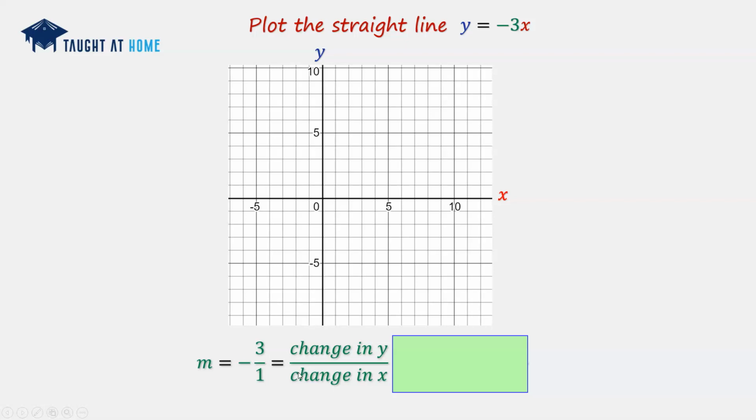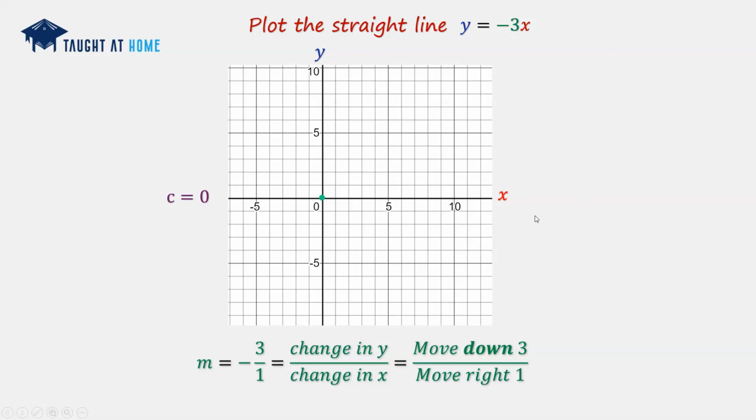So instead of moving up 3 and to the right 1, we're going to move down 3 and to the right 1. Now c is still equal to 0, so we're going to be starting at the origin, so we'll put a point at the origin, and from there we're going to move down 3, 1, 2, 3, and we're going to move to the right 1, and we're going to put a point there. And from there we're going to do the same, move down 3 and move to the right 1. And if you are so inclined, you can go the other way, so we've got this quadrant filled, and we can get our ruler and we can join these points up with a straight line.